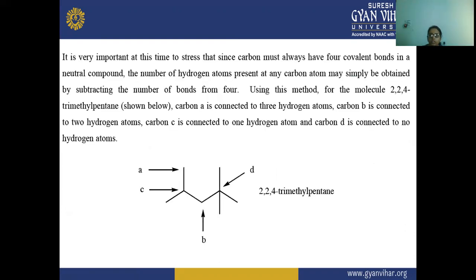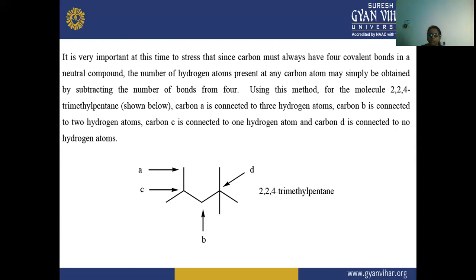It is very important at this time to stress that since carbon must always have 4 covalent bonds in a neutral compound, the number of hydrogen atoms present on any carbon atom is simply obtained by subtracting the number of bonds from 4. Using this method for the molecule 2,2,4-trimethylpentane: carbon A is connected to 3 hydrogen atoms, carbon B is connected to 2 hydrogen atoms, carbon C is connected to 1 hydrogen atom, and carbon D is connected to no hydrogen atom.